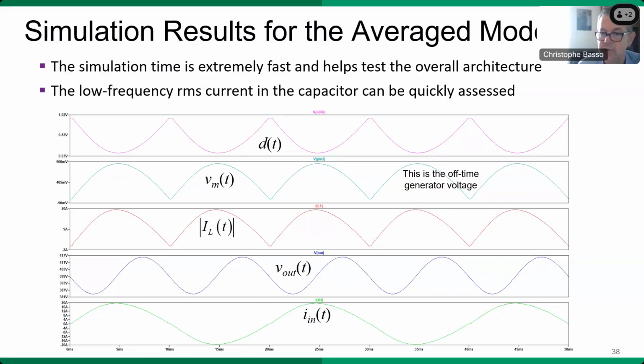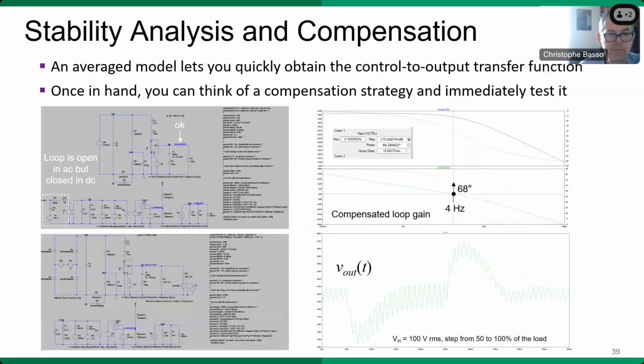Here, the average model simulates extremely fast, as you can see, and I can test the overall performance, like output ripple and low frequency RMS component, as I showed before. If I change the crossover frequency, I will have a faster system, but more ripple will go through the raw voltage and I will have more distortion or THD.